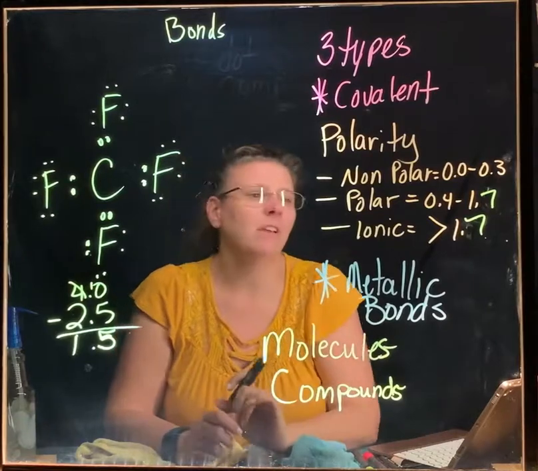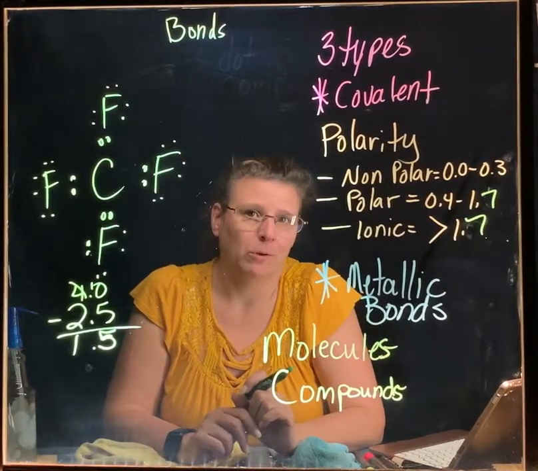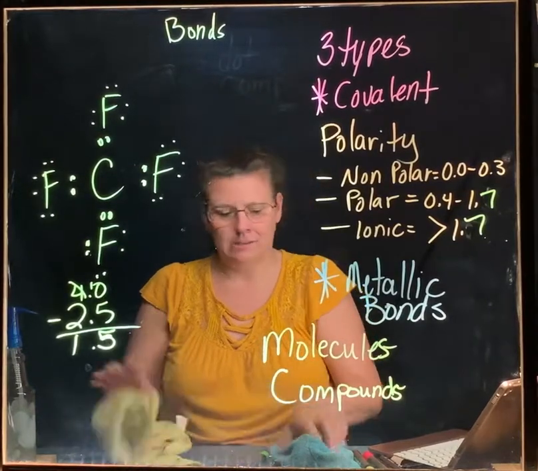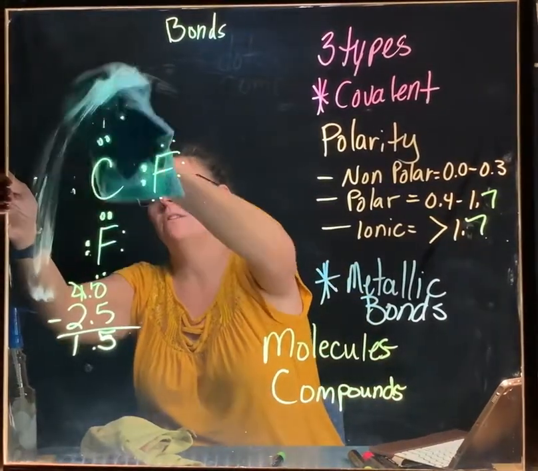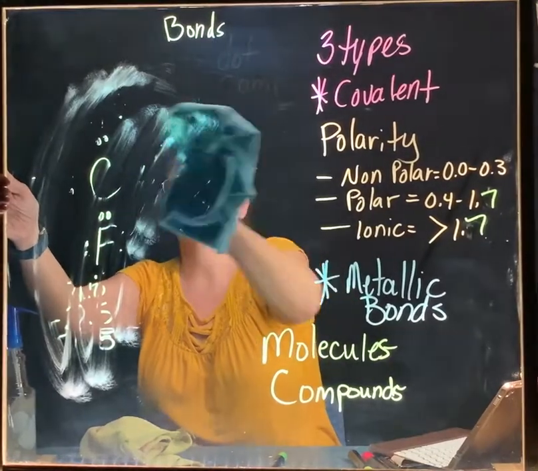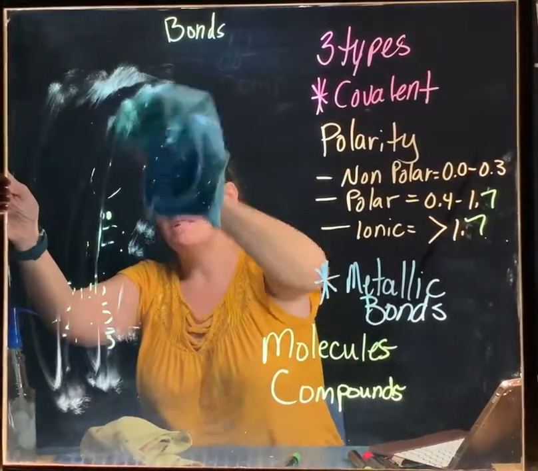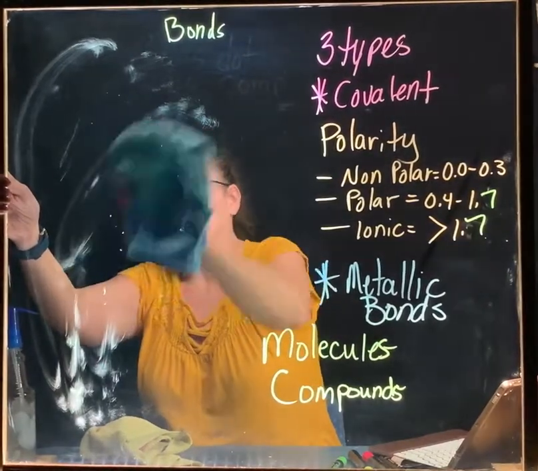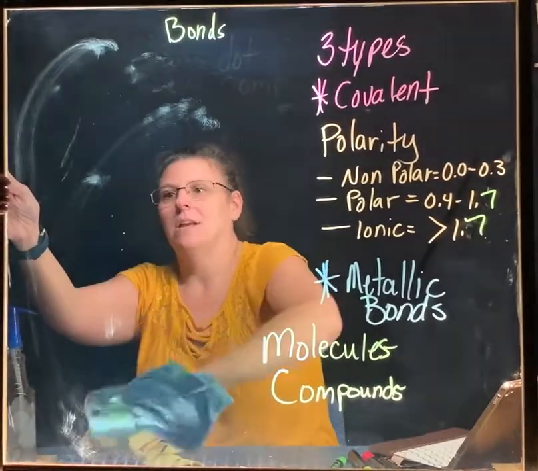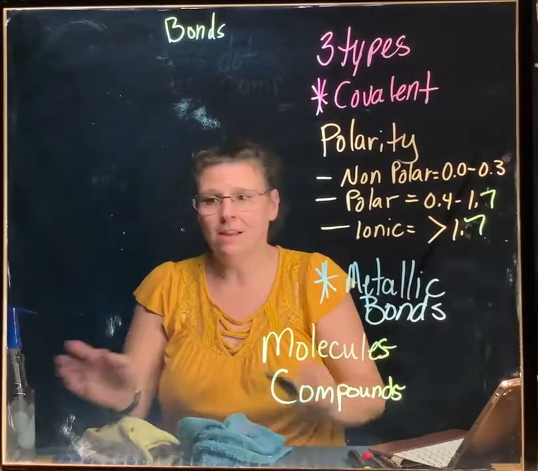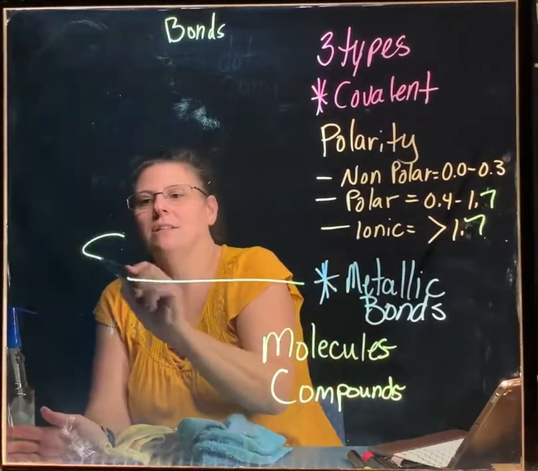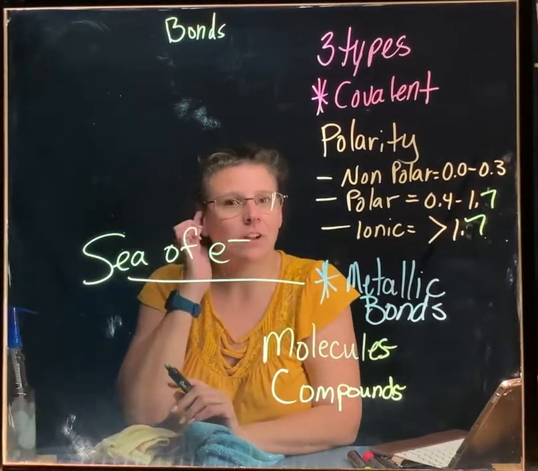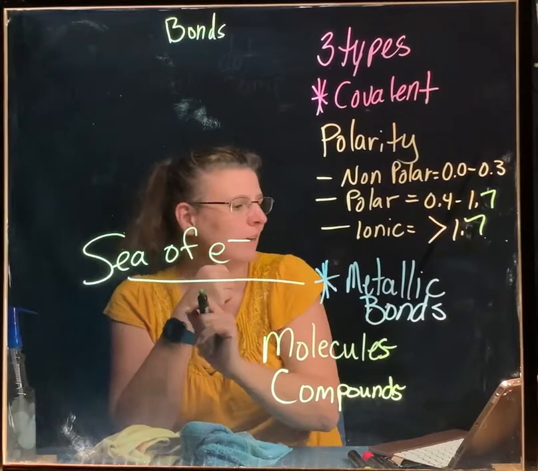Okay, so that's how you find polar versus nonpolar. Now let's talk real quickly about metallic bonds, and then I'll cut this video off and we'll do another video for the next part of it because it'll get too long otherwise. So metallic bonds are simply this. All you need to remember about metallic bond is that it is a sea of electrons. What are some properties of this?